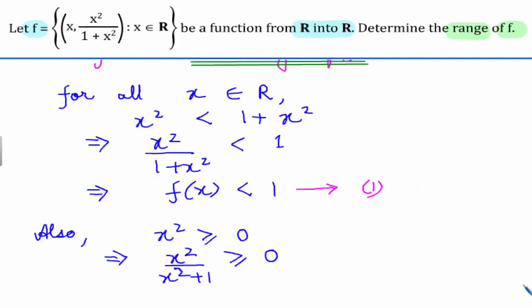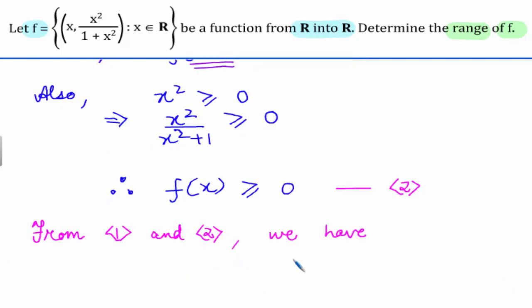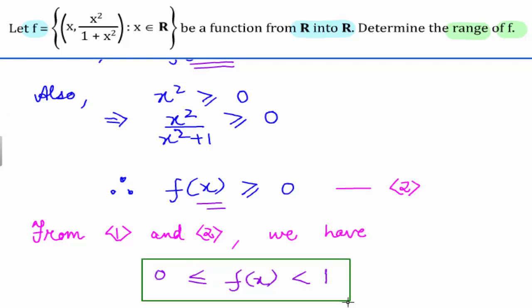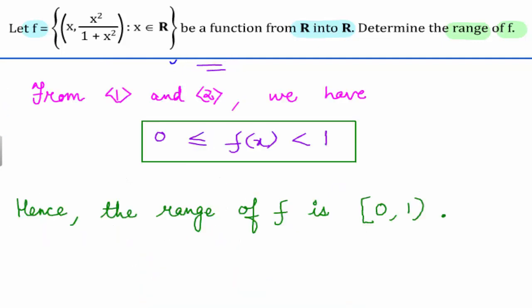So from 1 and 2 we have 0 less than or equal to f of x less than 1. Hence, the range of the function f is the left closed right open interval from 0 to 1. So this completes the solution.